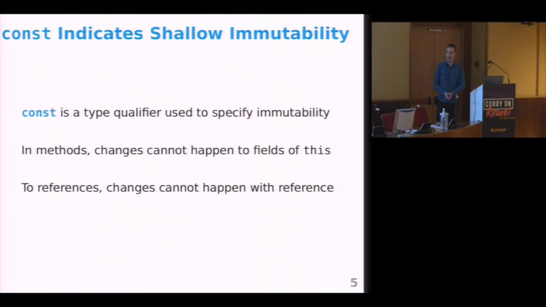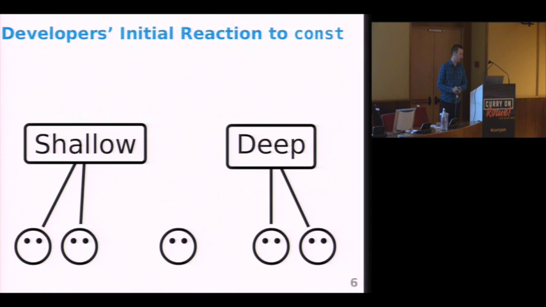So what does const indicate? So const is a type qualifier that C++ developers can use to specify immutability, and it indicates shallow immutability. So that means in methods, changes cannot happen directly to the fields of this, and if you have a const reference, changes aren't supposed to happen through that reference. Now, if we go back to our developers knowing this initial definition of const, the developers that wanted shallow will be very, very happy. The developers that wanted deep are now deeply sad instead.